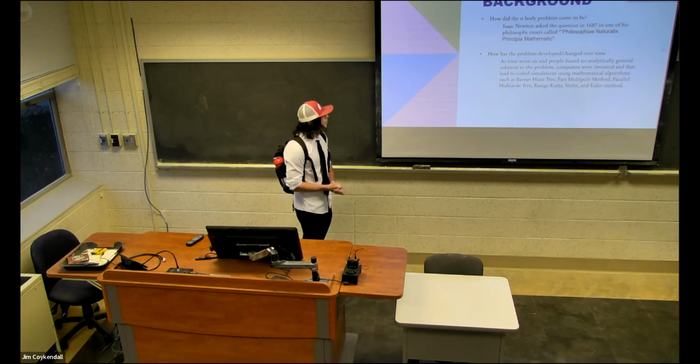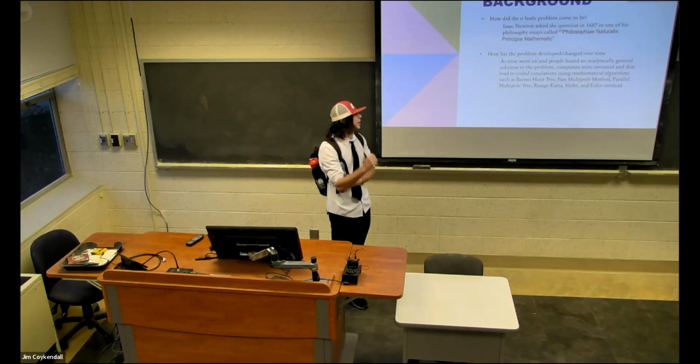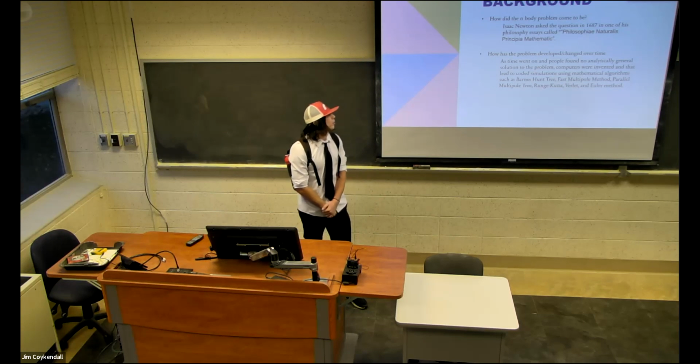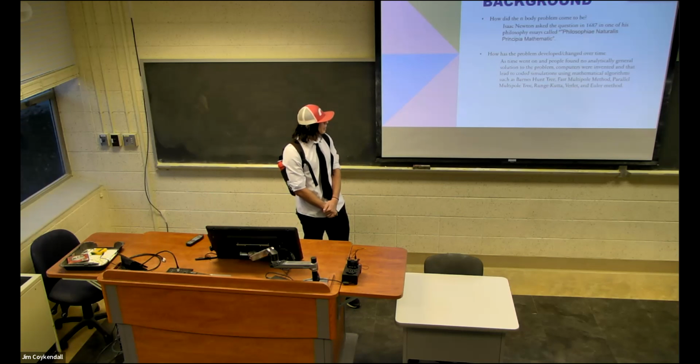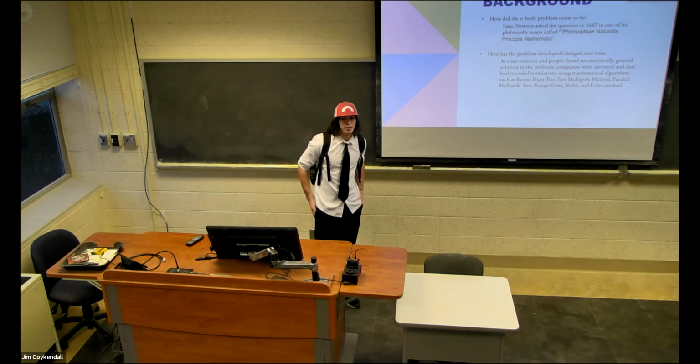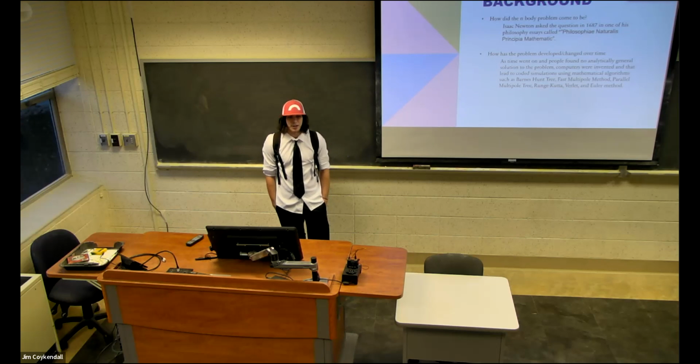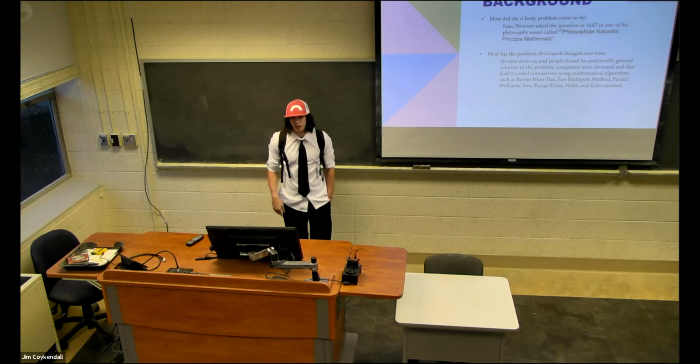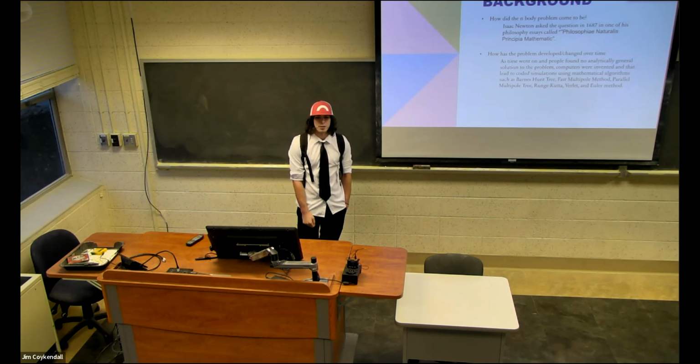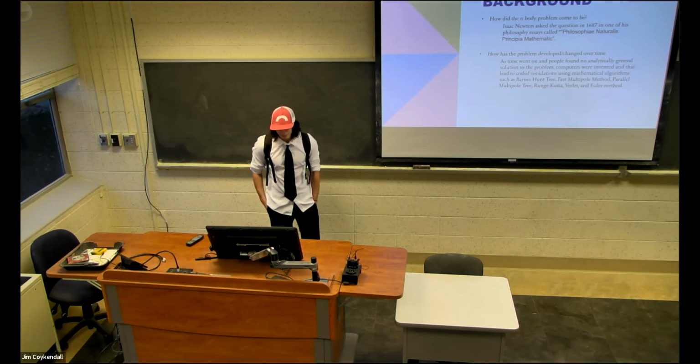Background: how did the n-body problem come to be? Isaac Newton first asked the question in 1687 in one of his philosophy works, Philosophiæ Naturalis Principia Mathematica. The reason they wanted to know the solution to the n-body problem way back in the day was for travel. You could look up at the stars and see where they are to know where you are and where you need to go at tea time.